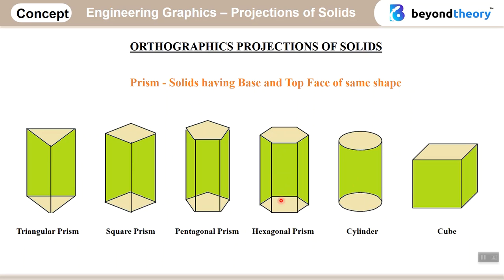The common thing in all these solids is that the base and top face are exactly identical, and the base and top face are joined using vertical edges.